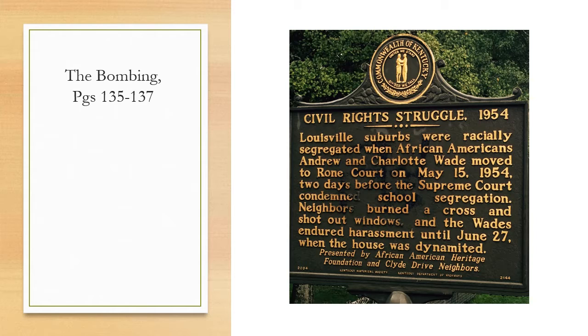If you drive around Louisville, you'll see these signs all over the place. This one in particular is about what we're about to read about. And it says, Louisville suburbs were racially segregated when African Americans Andrew and Charlotte Wade moved to Roane Court on May 15, 1954, 2 days before the Supreme Court condemned school segregation. Neighbors burned crosses and shot out windows, and the Wades endured harassment until June 27, when the house was dynamited. So what we're about to read is the account of Anne Braden of that June 27 night.